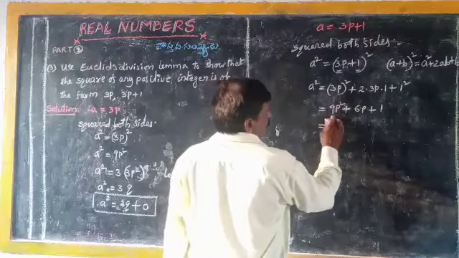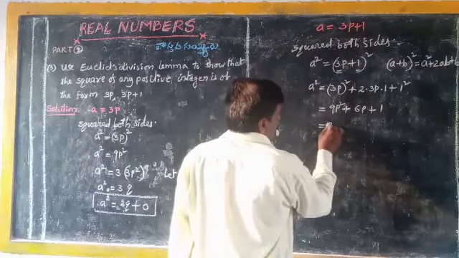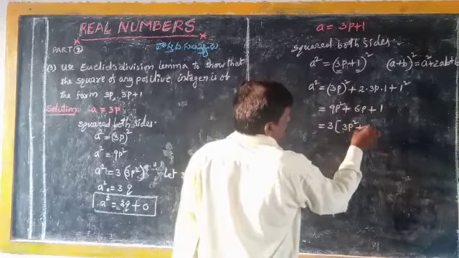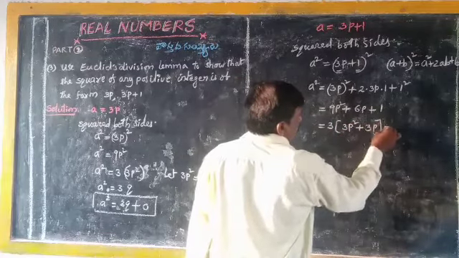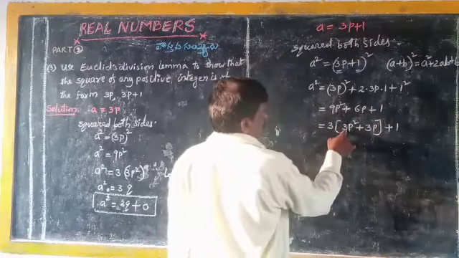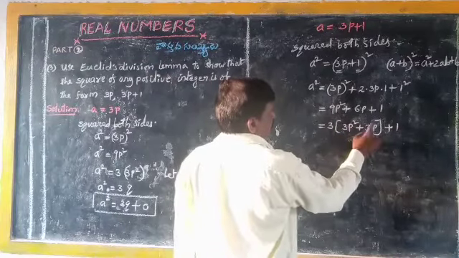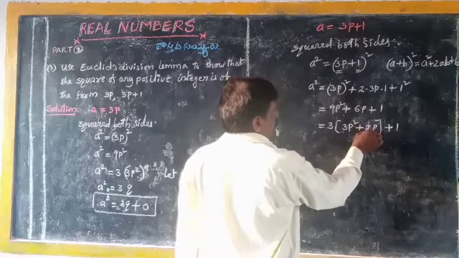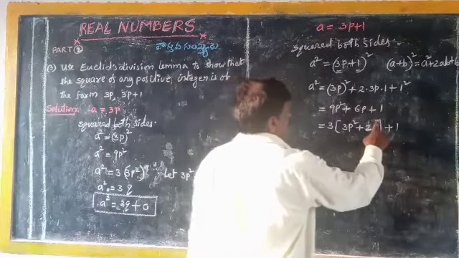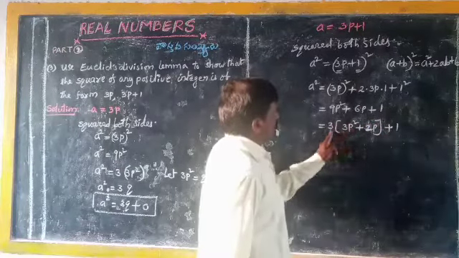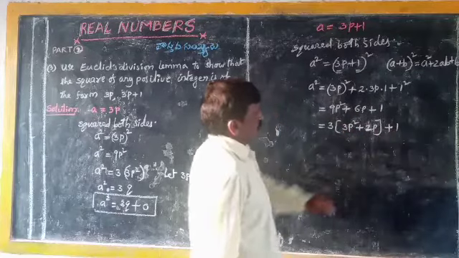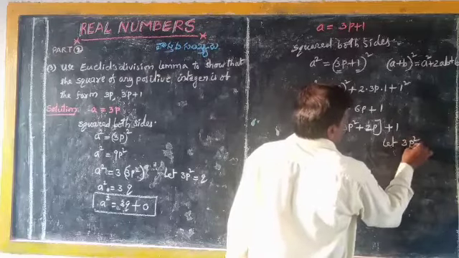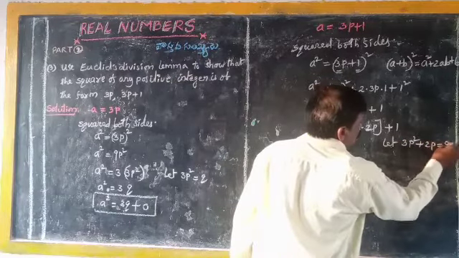So in the first two terms we take 3 common: 9p square plus 6p is 3 into 3p square plus 2p, plus 1. So let 3p square plus 2p be equal to q.